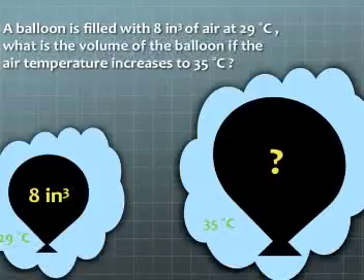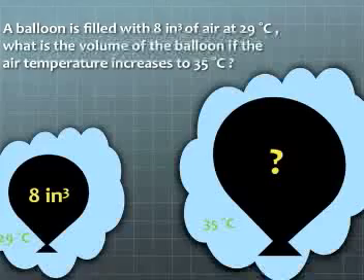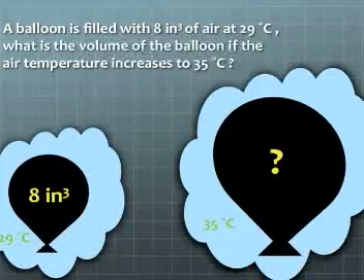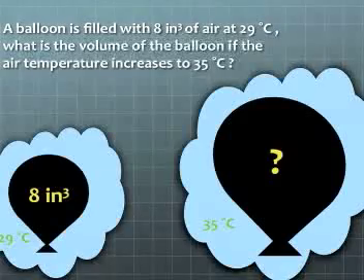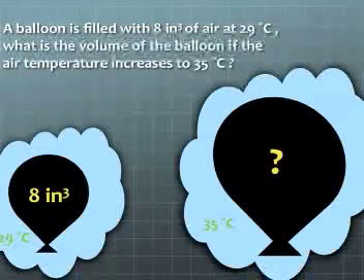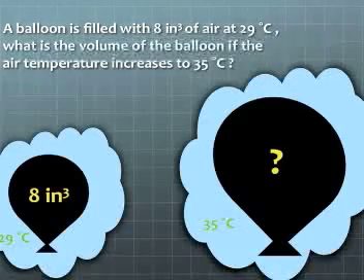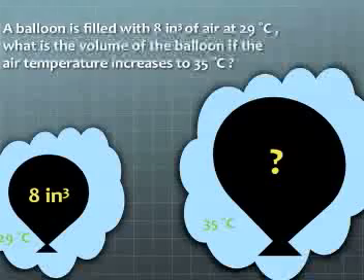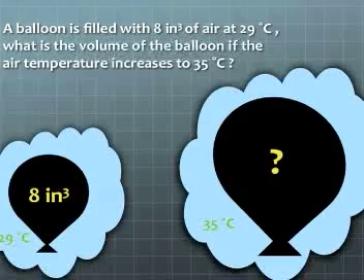The first problem that we're going to do: we have a balloon filled with 8 cubic inches of air at 29 degrees Celsius. We want to know the volume of the balloon if the air temperature increases to 35 degrees Celsius. We know that the volume is going to increase because our temperature is increasing. So our balloon is going to get bigger, and we know we're looking for a larger value.